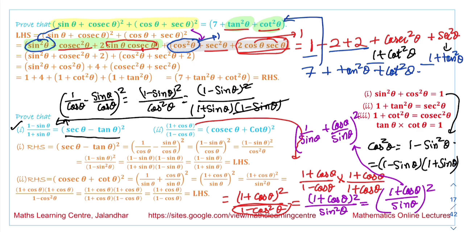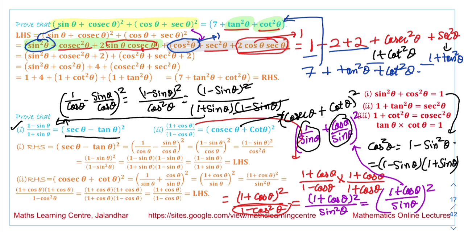Now what is 1 over sin theta? It is cosecant theta. What is cos theta over sin theta? It is cot theta, and this is what we have to prove, that it is cosecant theta plus cot theta whole square.